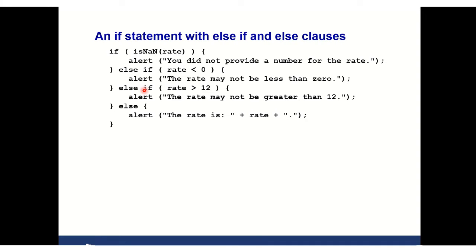Now an if statement with else if and else clauses. You see isNaN rate. What does it mean? For isNaN rate to be false, the rate should be numeric. If you did not provide a number for the rate, then isNaN rate is true. So if it is numeric, then you should not get the if block activated. If it is, let's say, isNaN xyz, a text, a string, then you will see this alert.